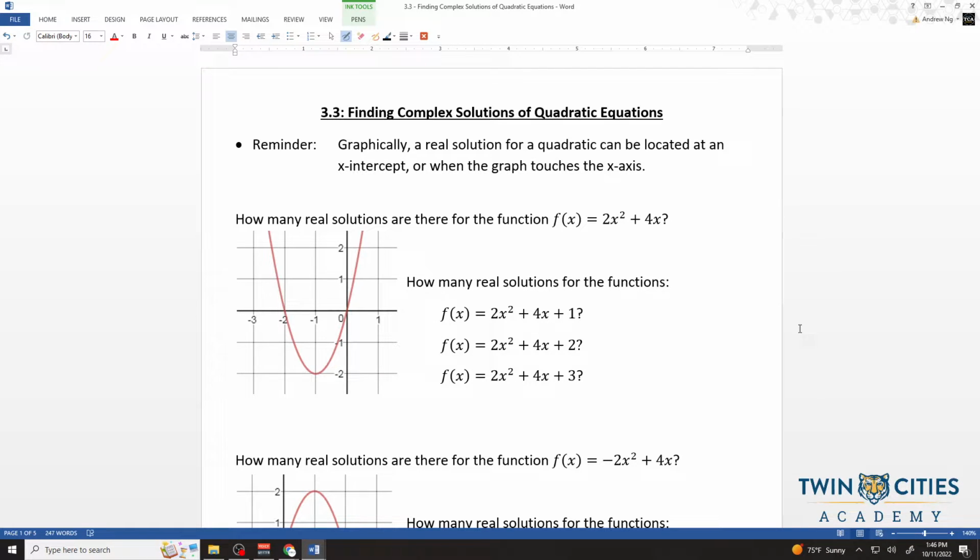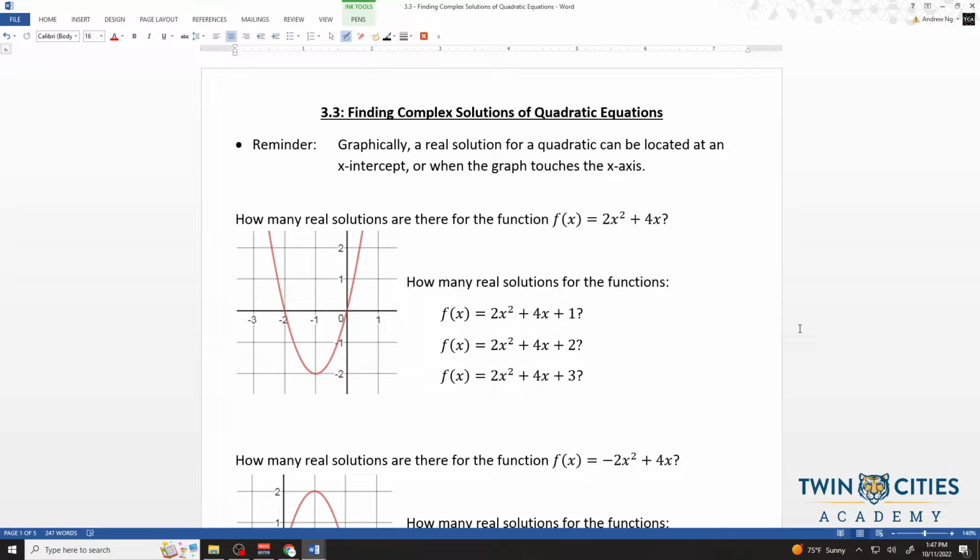Today we're going to talk about finding complex solutions of quadratic equations. Now, firstly, let's talk graphically. A real solution, remember, is when the graph hits the x-axis. Now, it could just touch the x-axis and maybe bounce off of it, or it could touch it and stop at the x-axis, or it could cross the x-axis. But in any of those cases, whenever it hits the x-axis, it is considered a real solution.